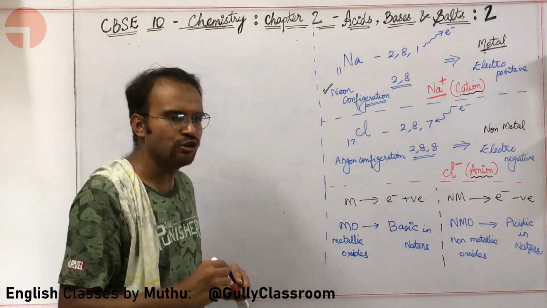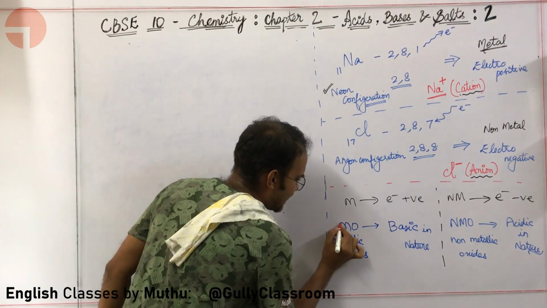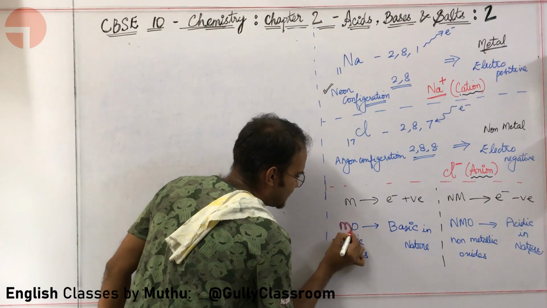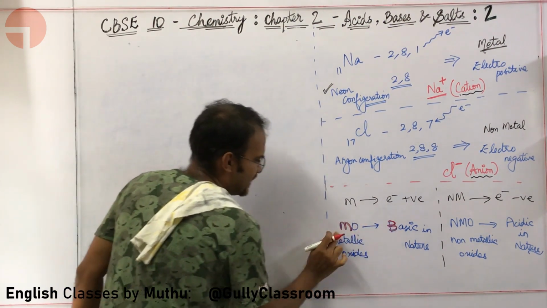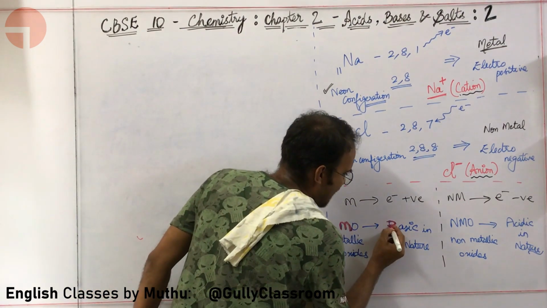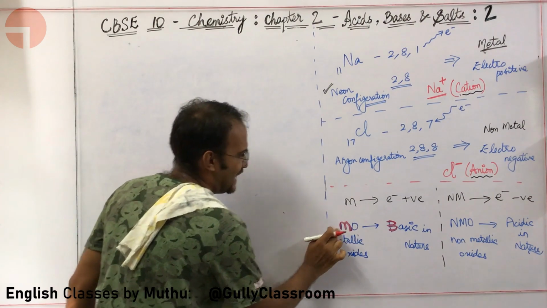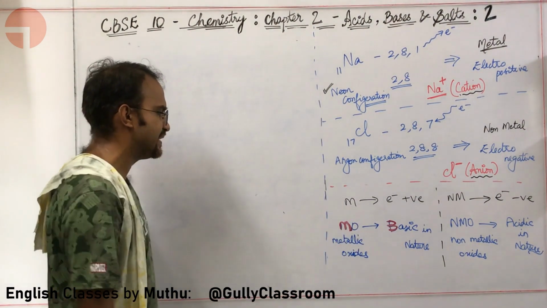Right now I am going to tell you a shortcut to remember this. Listen here. Look at this M. Here I have an M, metallic oxides. If I turn this M, am I getting a B? So metallic oxides are basic in nature.